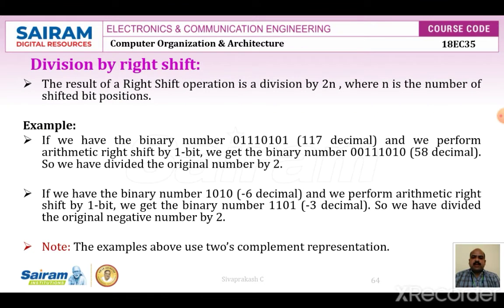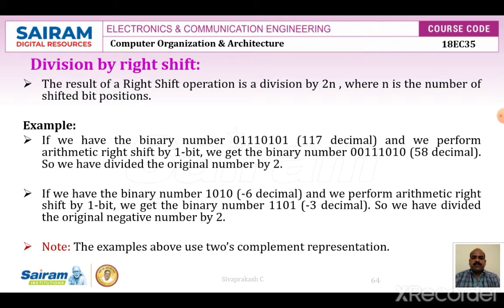Then multiplication or division by right shift. The result of a right shift operation is a division by 2^n, where n is the number of shifted bit positions. If we have the binary number 01110101, which is decimal 117, and we perform an arithmetic right shift by 1 bit, we get the binary number 00111010, which is equivalent to decimal 58. So we have divided the original number by 2.